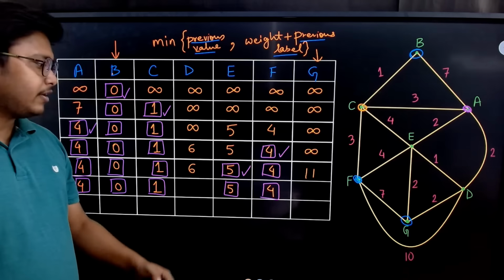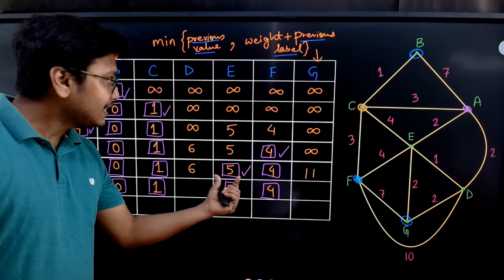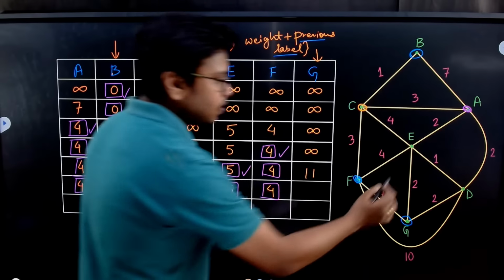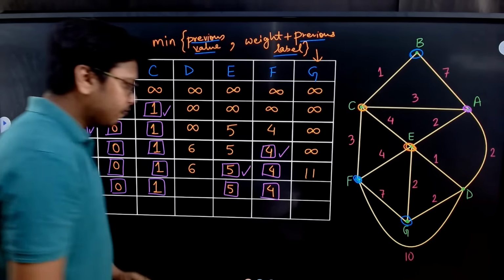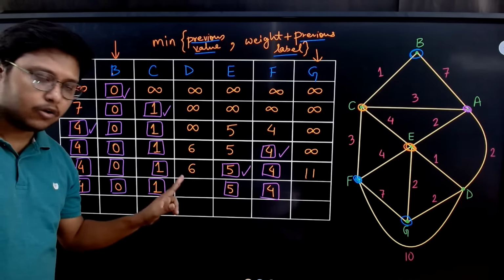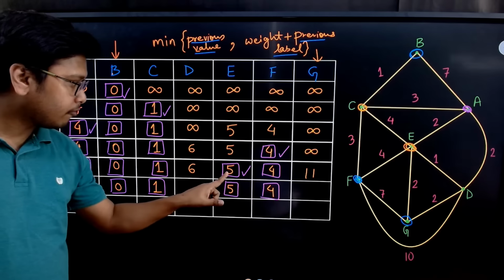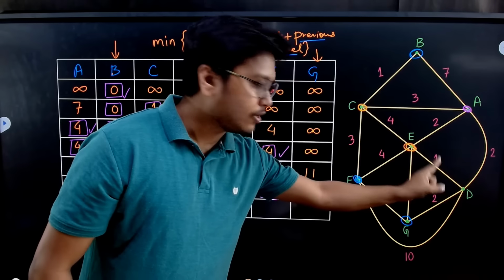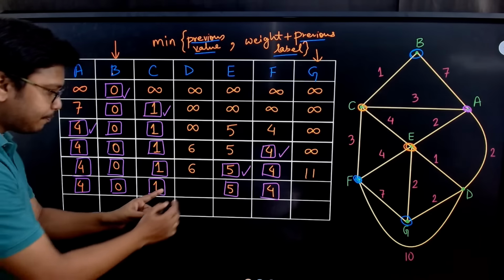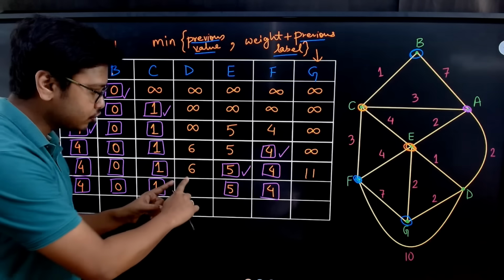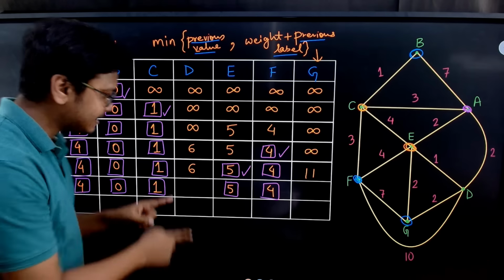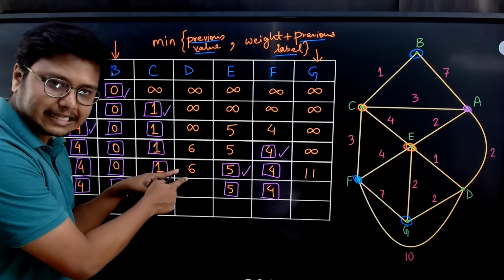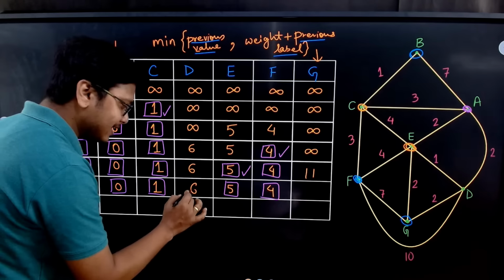Now we are traveling from the E vertex. From E we are going to D. From E to D, the weight is 1, and the previous label value is 5. So 1 plus 5, that's 6. And the previous value is also 6. So the minimum value remains 6.